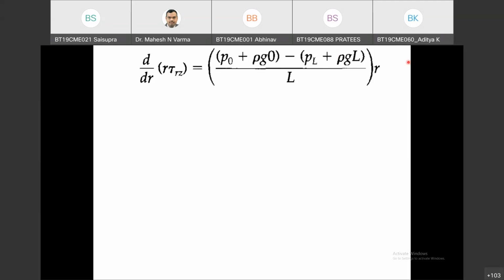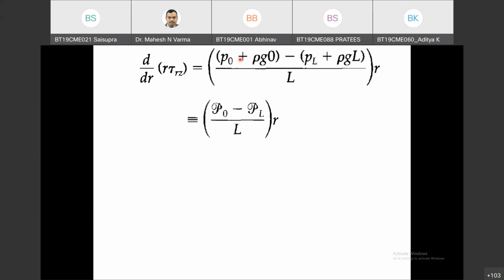So this is the one difference between the previous problem and this problem. That flow was in the direction of gravity, and this flow is against the gravity. This is one difference. So anybody is not getting this equation?